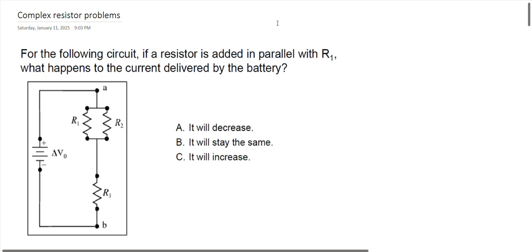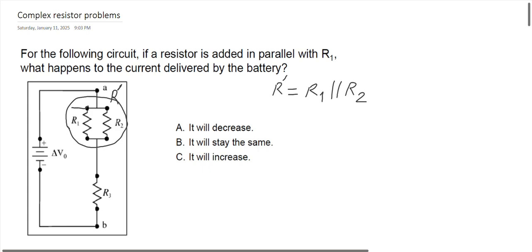To solve this problem, we need to brainstorm it a little more. If we consider this group of R1 and R2 in parallel as R prime, which is R1 parallel with R2. Now the question asks, what happens if I add another resistor in parallel with R1?